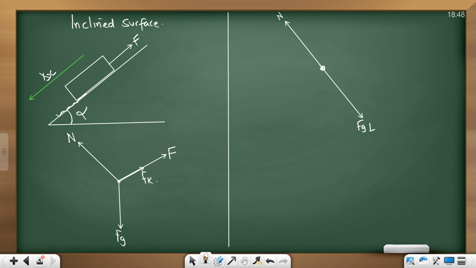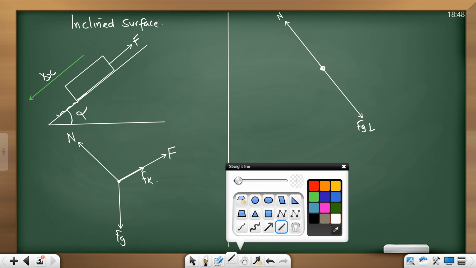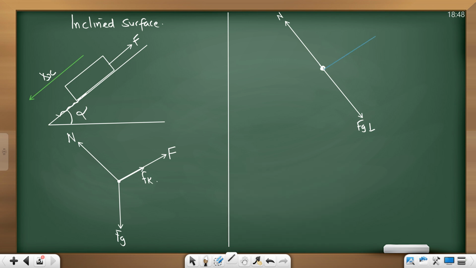The word perpendicular should always guide you. It is perpendicular to the... Let's draw a surface just to make things clear. Let's put my surface as blue surface. So you would see the angle 90 and 90. Hence the word perpendicular. Where's my applied force? Oh, hold on. Since I have drawn FG perpendicular, I need to draw FG what?